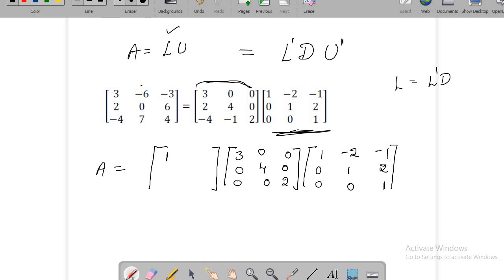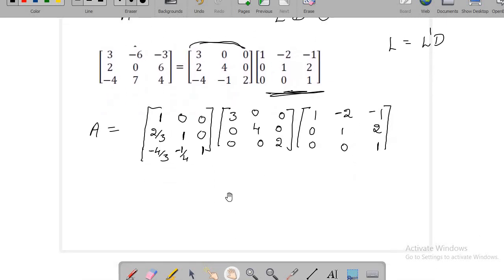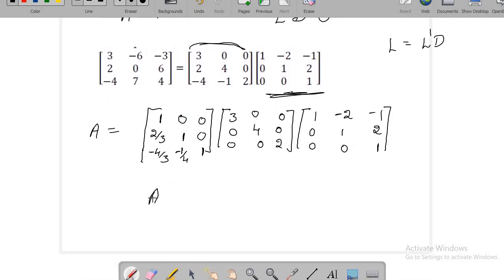So here definitely you'll have 1, whereas here you'll have 2/3 and you'll have -4/3. So when you multiply, the first column will be 3 to -4. Next, the second column, this is 0 and it is going to be 1, and this is -1/4. So when you multiply with 4, you'll exactly get 0, 4, -1. Next, this is 0, 0, 1. That's it. So now we got an LDU decomposition. So this matrix A can be expressed as L times D times U.